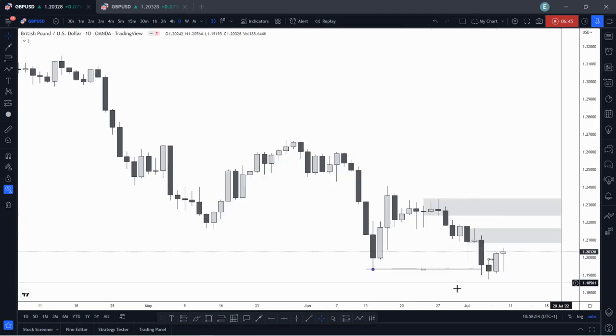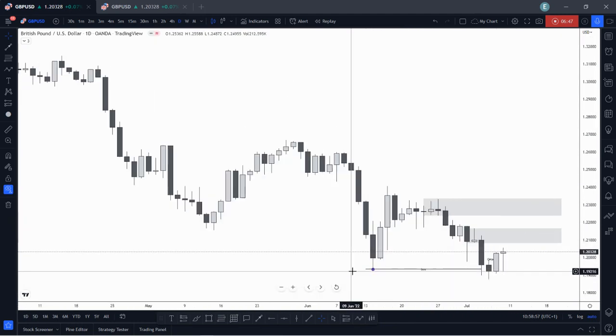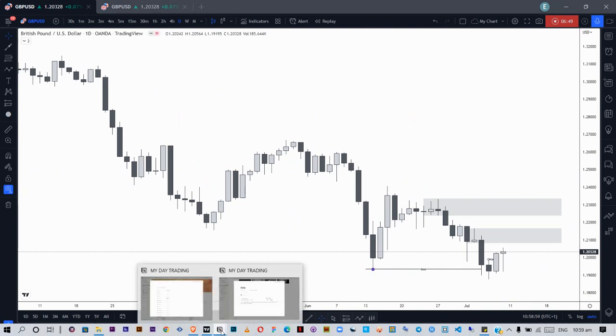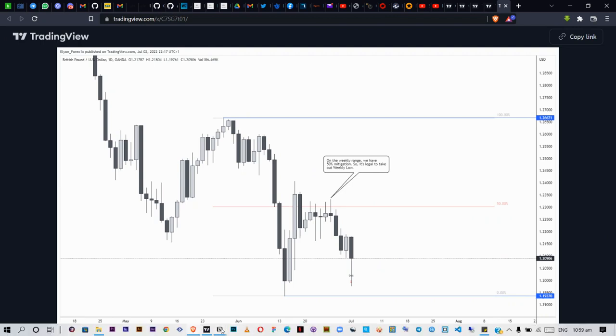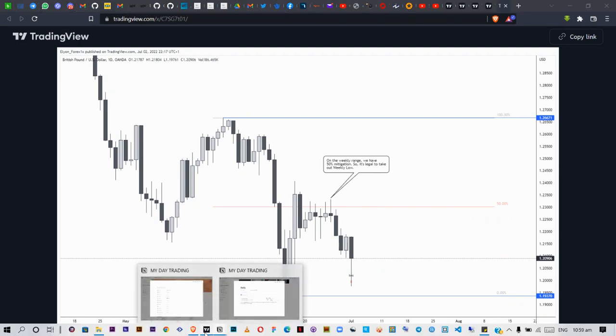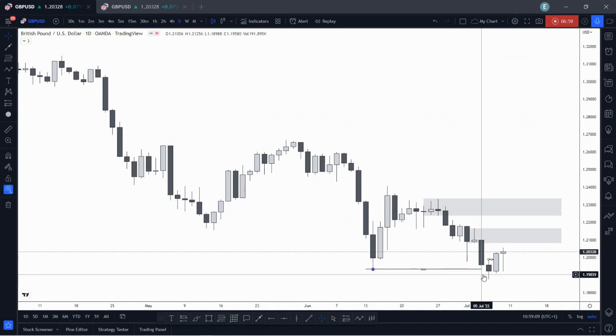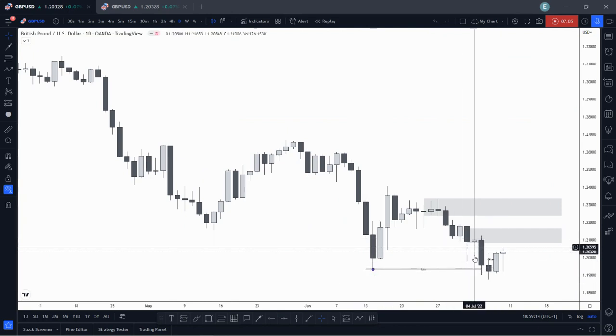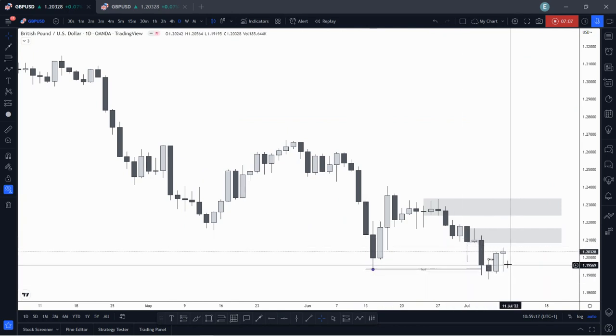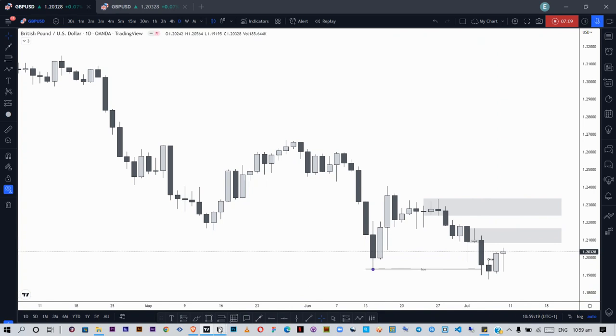All right. So as you can see, this was the low. Let me check the price point again. 1.19370. I think it should be this low. Yeah. So as you can see, this was the low I was expecting to get taken out, and as you can see, we took out those lows.